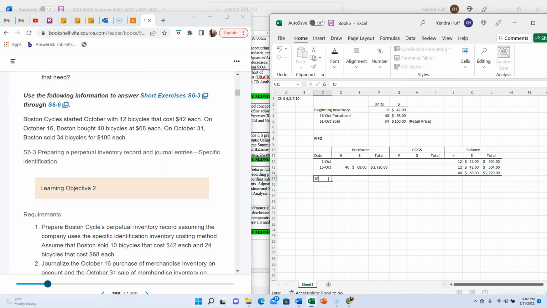All right, and then on October 31st, we sold 34 of them. Okay, we are using FIFO. FIFO means first in, first out. So the first in with this beginning inventory of 12. So under the cost of goods sold, we're going to pull those 12 out first. All right, and you only pull out the cost. On this card, all you have is cost. We're doing cost of goods sold. All right, so 12 at 42. And then we need to get up to 34. So we need another 22 units. And they're going to come from the 40. So 22 at 68.